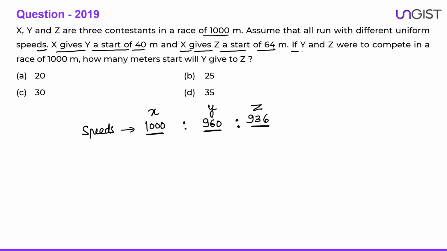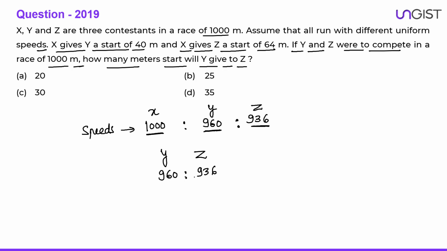After that, the question is saying if Y and Z were to compete in a race of 1000 meter, how many meters start will Y give to Z? Okay, so the question is asking what is the ratio of the speeds of Y to Z if both are running in a race of 1000 meter, right? Okay, fine. So we just find the ratio of Y and Z. So this is 960 and this is 936, right? Guys, just find the ratio of these two numbers. Both the numbers are divisible by 24, right?